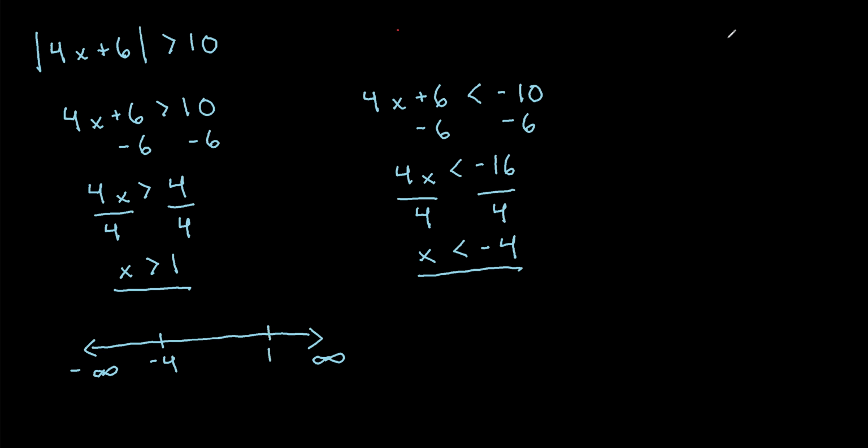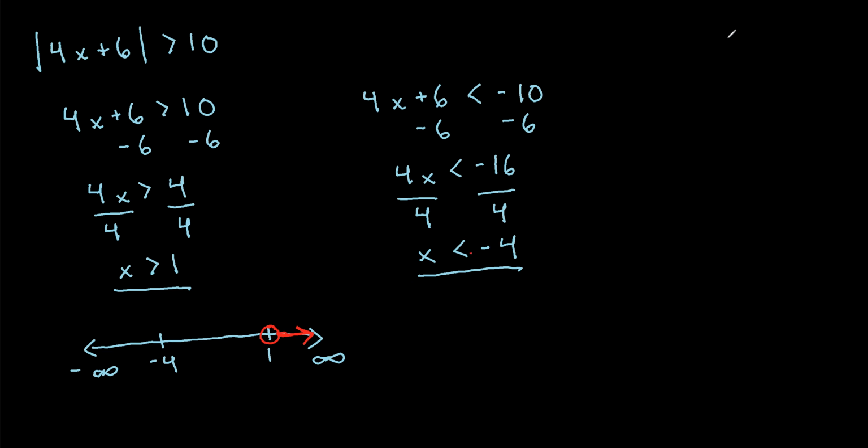And we'll say x is greater than 1. Remember, that's one of our solutions. So we'll write an open circle right here, since x is not allowed to be equal to 1, it has to be greater than 1. So we'll do an open circle, and we'll draw a line extending towards positive infinity.